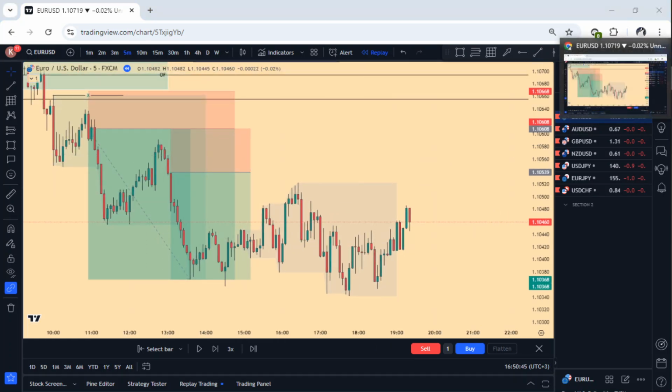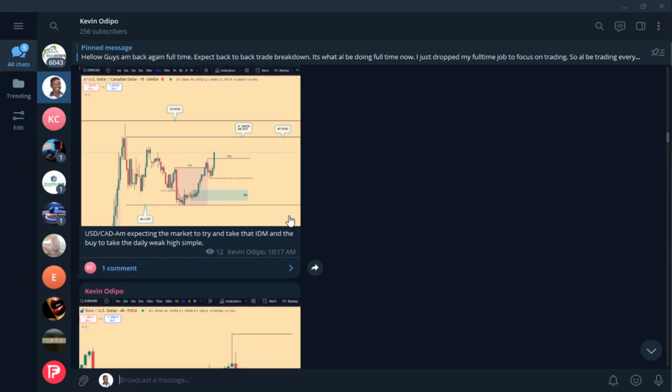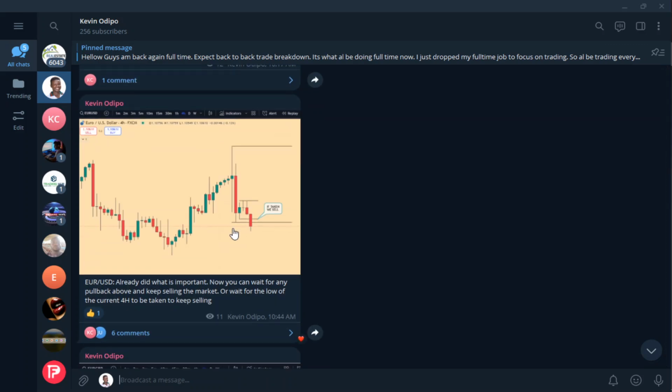So that is a prediction that we gave here on our Telegram, that all pairs, this was on the 9th, all pairs that are ending with the USD that closed bearish should be selling. So just observe order flow in 4 hours and know if they are ready to sell. The opposite was true. I will also share the opposite trade, and that is how we played here. So that was the indication. This was the indication here.